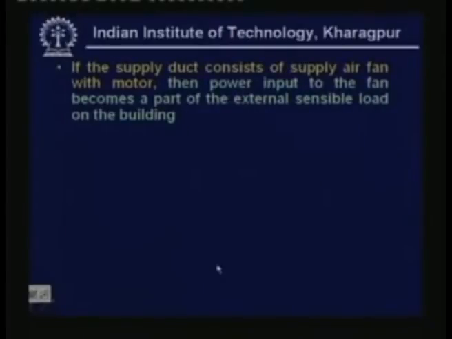In addition to this, if the supply duct consists of a supply air fan with motor, then the power input to the fan becomes a part of the external sensible load on the building. You have seen that normally a supply duct consists of a fan, and even though the duct is insulated, it is not possible to perfectly insulate it. So the temperature of air inside the supply duct will be much less than the temperature outside, and as a result there will be some heat transfer from the outside to the inside air through the insulation. This is sensible heat transfer.